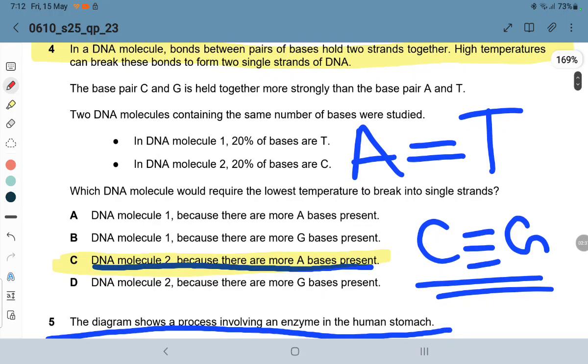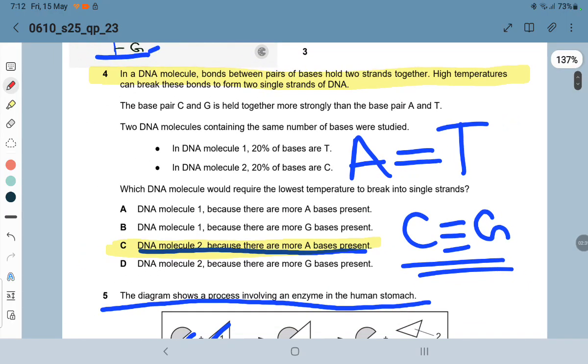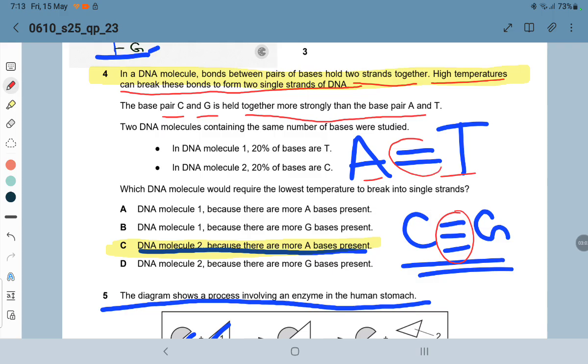In a DNA molecule, bonds between pairs of bases hold 2 strands together. High temperatures can break these bonds to form 2 single strands of DNA. The base pair C and G is held together more strongly than the base pair A and T. So basically the question wants to deliver for you an idea that cytosine when paired with guanine are linked by three bonds, and adenine and thymine are linked by two bonds.